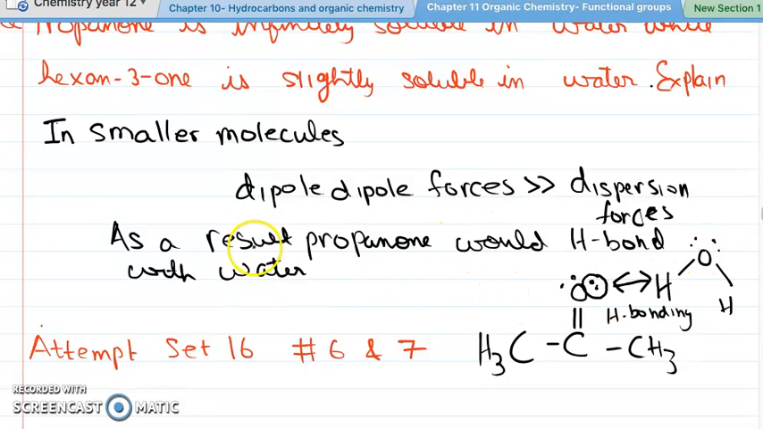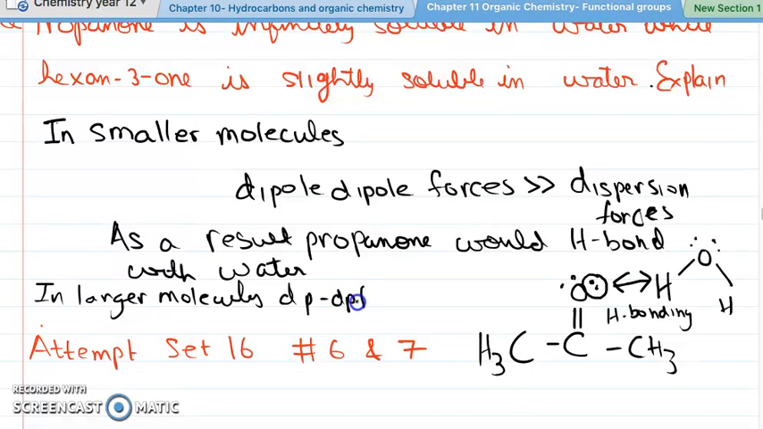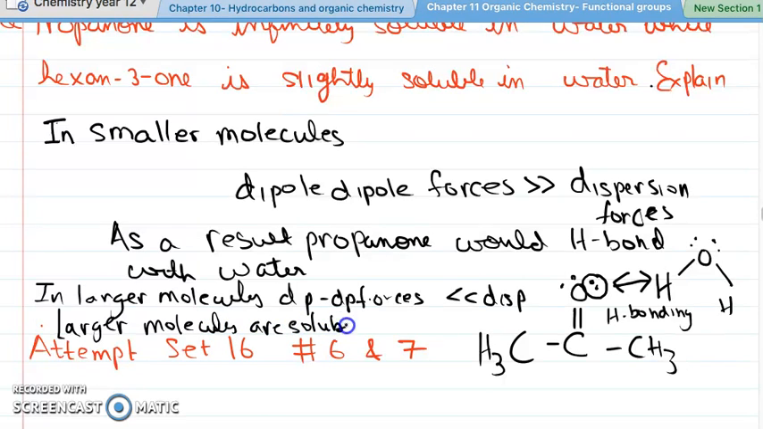But in larger molecules, the dipole forces, that's called dp forces, are much weaker than dispersion forces, and as a result, larger molecules are soluble in non-polar solvents, not water. Simply because of the dispersion forces, which are stronger in larger molecules.